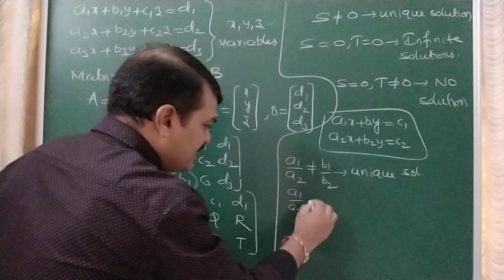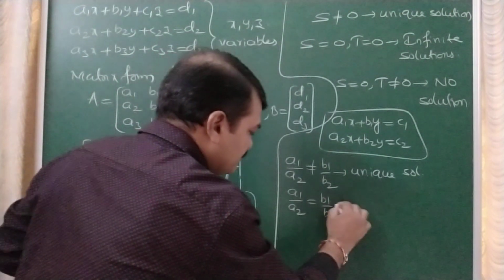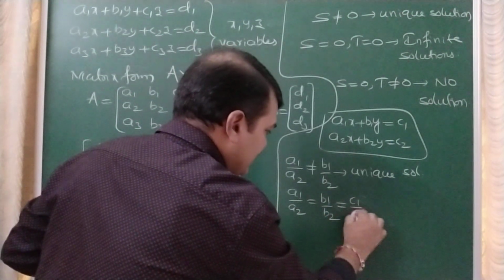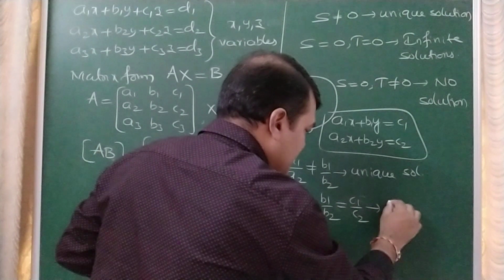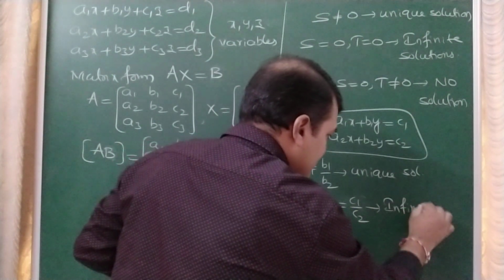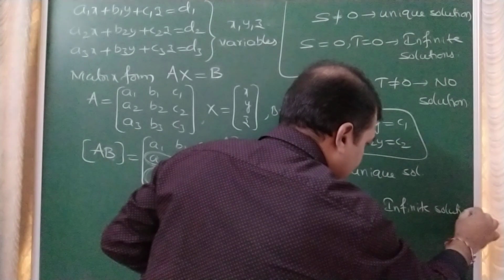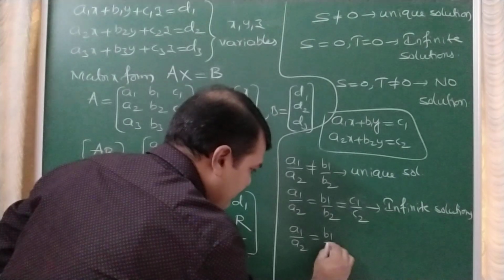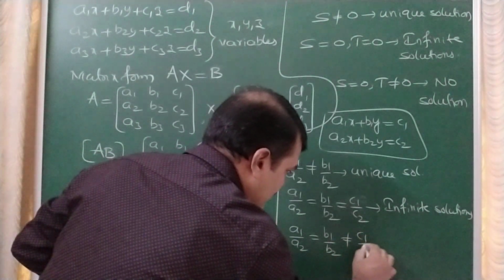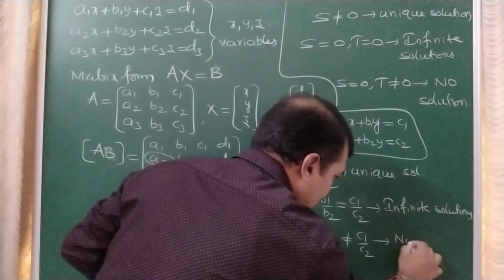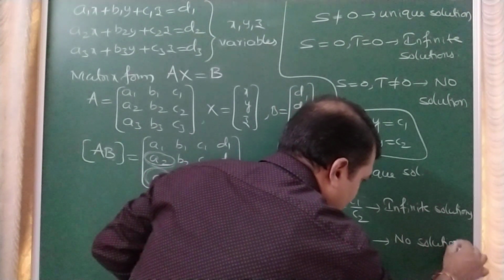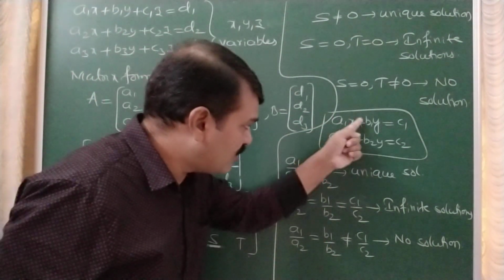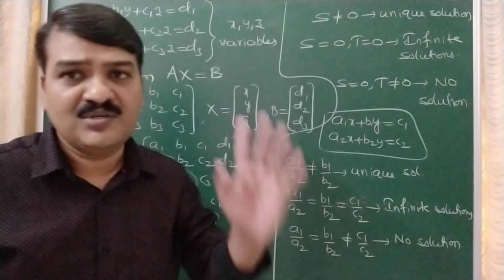A1 by A2 is equal to B1 by B2, that is equal to C1 by C2, you will get infinite solutions. A1 by A2 is equal to B1 by B2 but not equal to C1 by C2, you will get no solution. This is for two equations and two variables. Just by checking the ratio of the coefficients, you can decide the solutions.